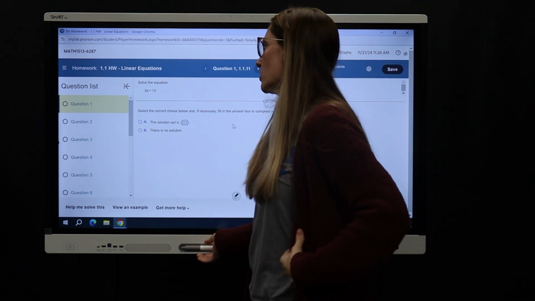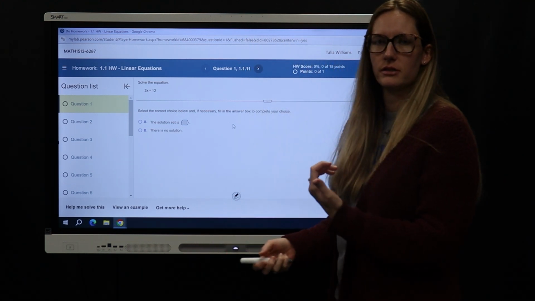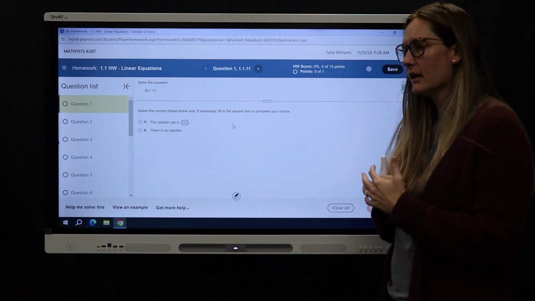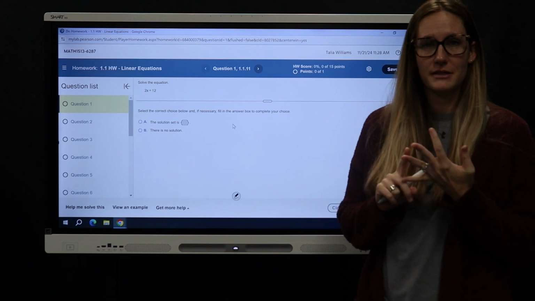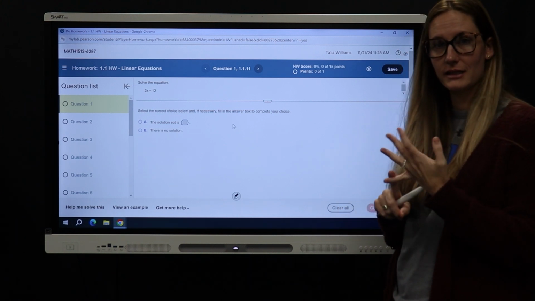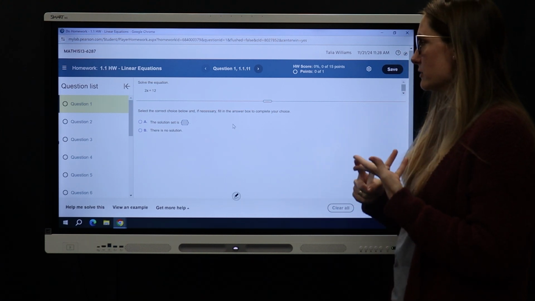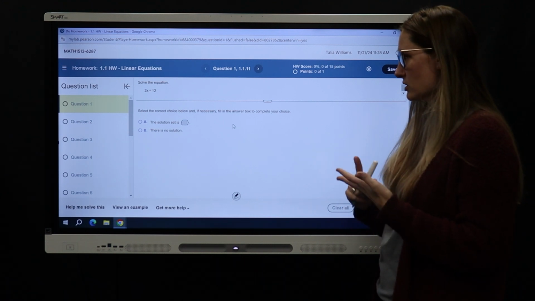Just keep in mind when you're solving, we're gonna use inverse operations. That is the opposite of, like, opposite of adding would be subtracting. Opposite of subtracting is adding. Opposite of multiplying is division. Opposite of division is multiplying.